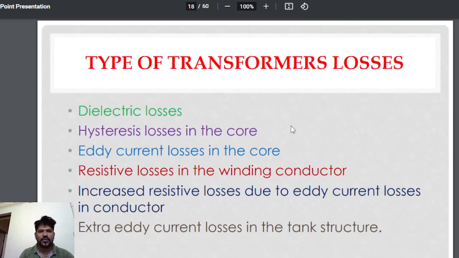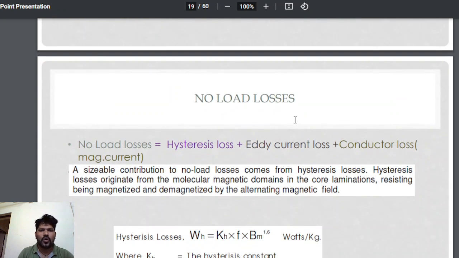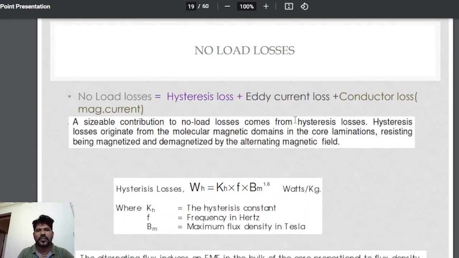Okay. Next, types of transformer losses. Dielectric loss, hysteresis loss in the core, eddy current loss in the core, resistive loss in the winding conductor, increased resistive loss due to eddy current losses in the conductor, extra eddy current losses in the tank structure. Okay. No load losses. So no load losses are hysteresis losses plus eddy current losses plus conductor loss. So magnetizing current is passing through the conductor. So these three losses come from the no load. You have not connected any load, but you are getting some loss.